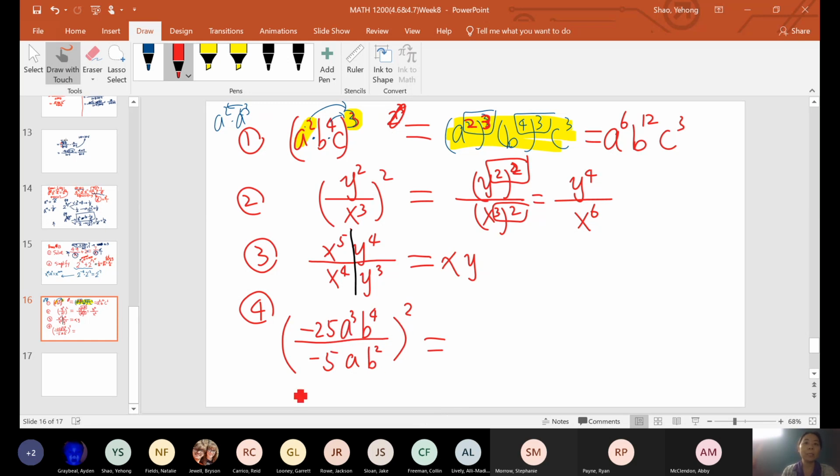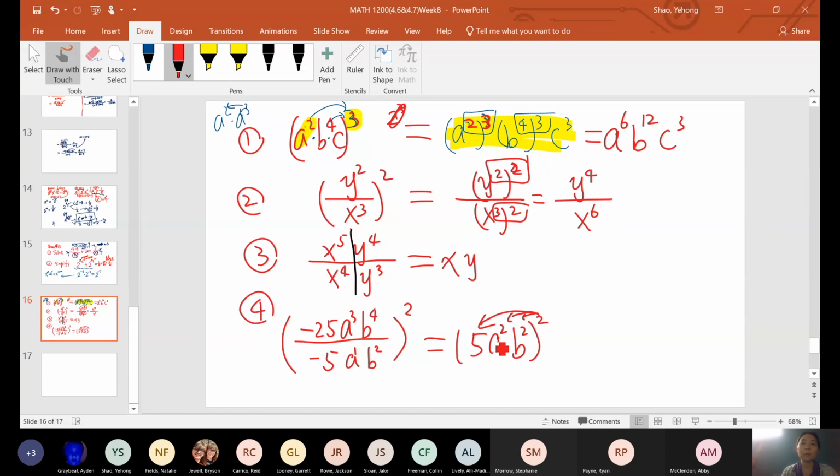So first we start with the inside. Negative 25 divided by negative 5 gives us positive 5. A to the third divided by a, so we subtract the exponents. We get a squared, because a means a to the first. B to the fourth divided by b squared, we subtract exponents, we get b squared. Okay, so then we can use that formula.